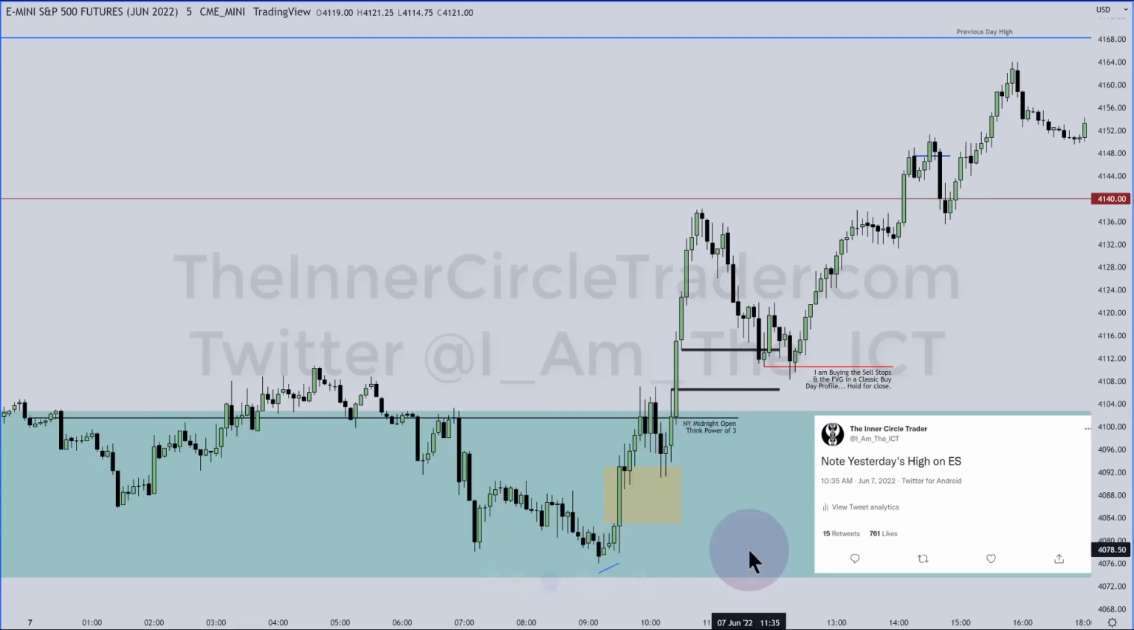The SMT divergence here, in the higher low versus the lower low in NASDAQ comparably. And then we have that shift in market structure. We trade back down into the 15-minute fair value gap here, and then we rally once more. Once I saw that, then I'm good to go. I'm waiting for the afternoon setup.